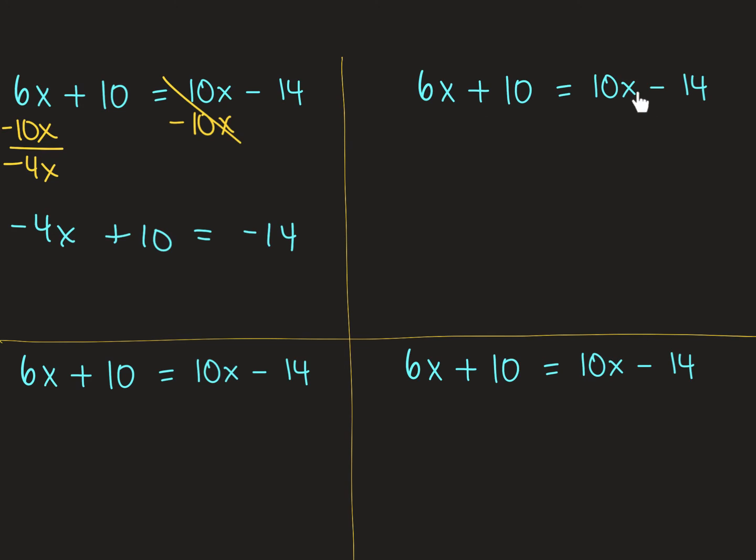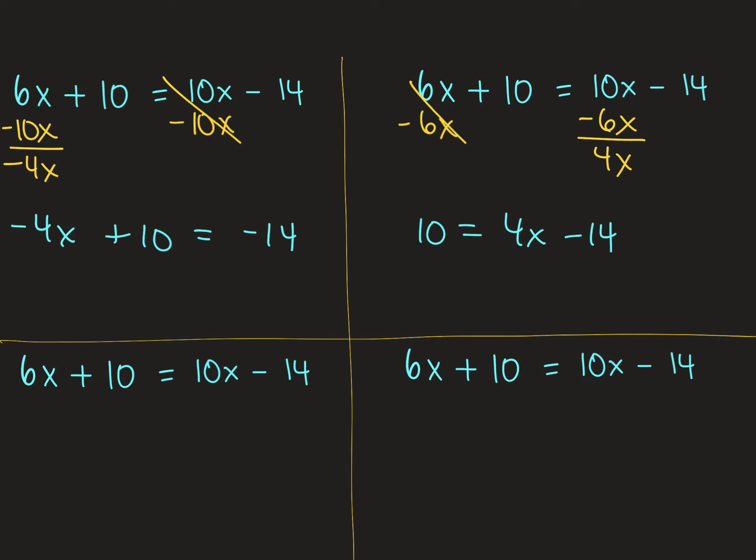But let's look at option number 2. I don't have to get rid of this guy first. What if I want to get rid of the 6x first? Minus 6x, cross out what's my answer. Oh, I'm not crossing that guy out. Rewrite everything. I get 10 equals 4x minus 14. Again, this is a 2-step equation. I'm going to add 14 and divide by 4.